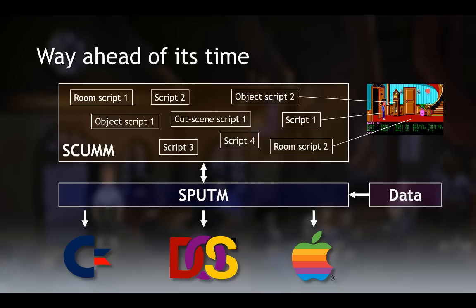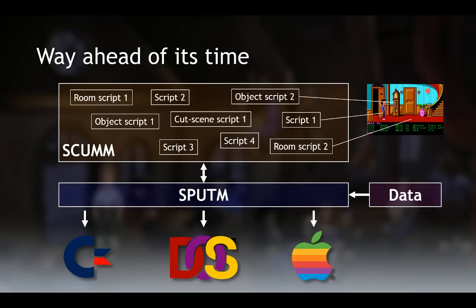Now, the interesting aspect about this engine layer, the SCUMM layer, is that if you wanted to port the game and bring it to a different platform, for example, from the C64 to a DOS platform, all you need to do is to convert and port this engine layer. Once SCUMM would run on a new platform, the existing game would just kind of work.